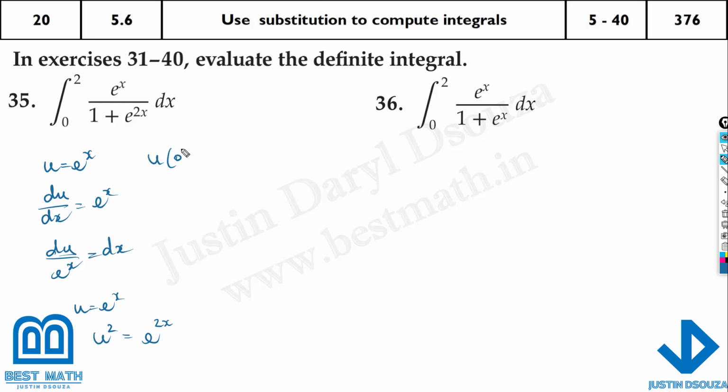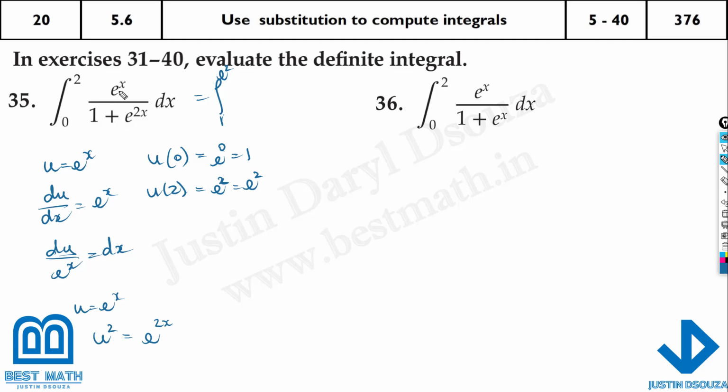And what about the limits? So limits would be u of 0 and u of 2. First one will be, now here, don't write in the second equation, not u squared. We have to look at the u, whatever we substituted over there. It'll be e to the power 0, that's 1. And over here, it'll be e to the power 2, that's e squared itself. That's it. So this is what we do. Now we got the new limits, from 1 to e squared.